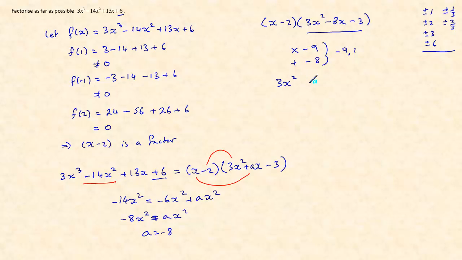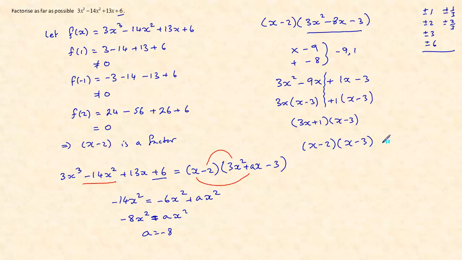So we've got 3x squared minus 9x plus 1x take away 3. So 3x, x take 3, add 1, x take 3. So that gives me 3x plus 1 and x minus 3. So altogether we have x minus 2, x minus 3, and 3x plus 1, and that's our final factorization.